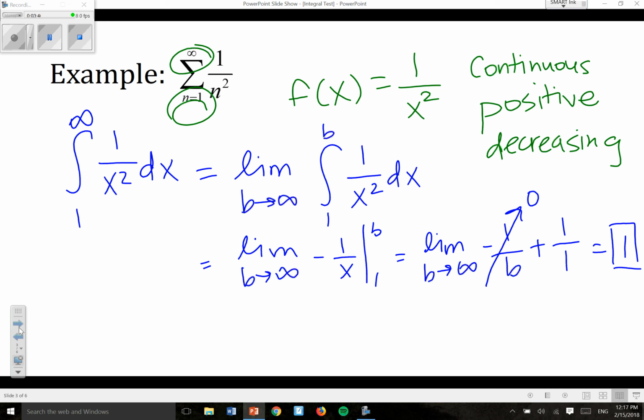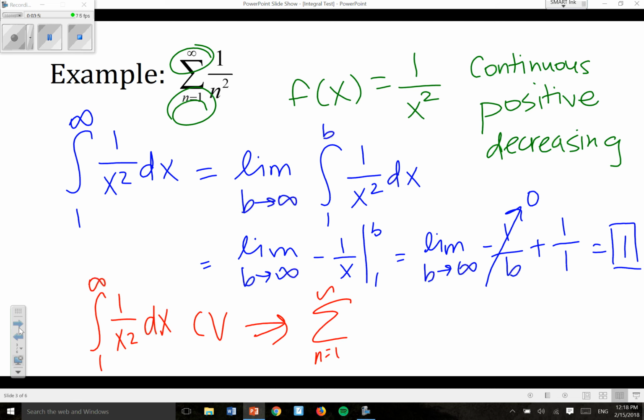What the integral test says is that because the integral from 1 to infinity of 1 over x squared dx converges, then we know that the sum from n equals 1 to infinity of 1 over n squared also converges. And so we've proved the convergence of this series using the integral test.